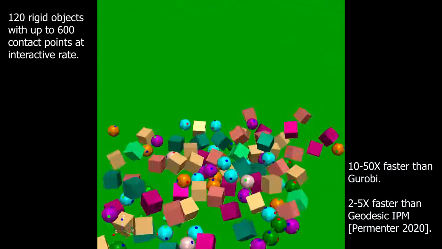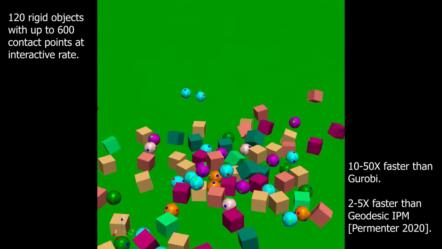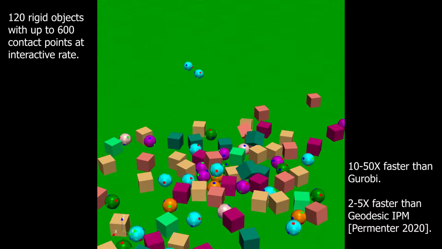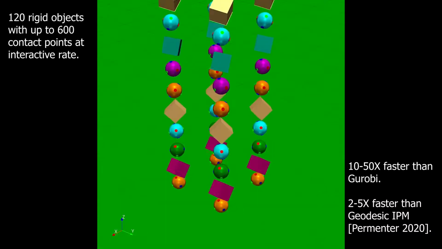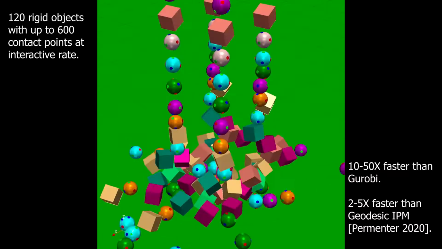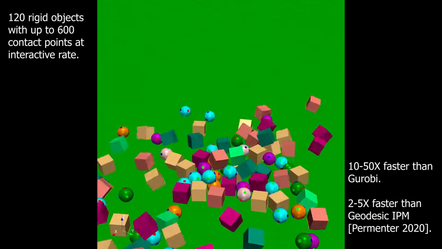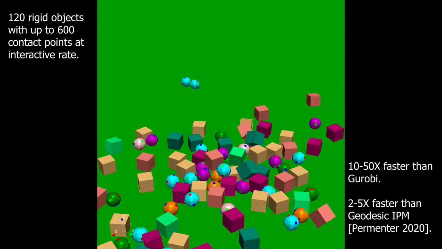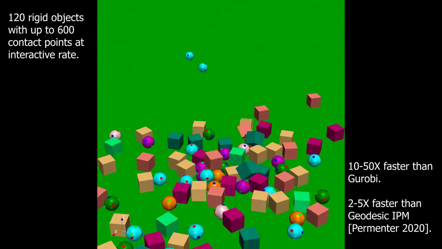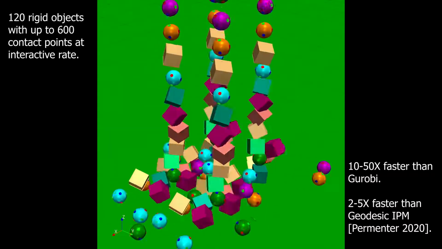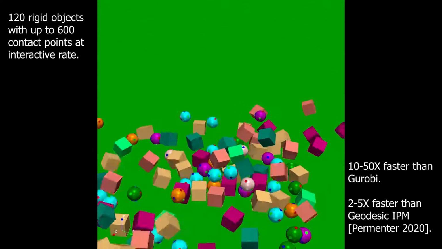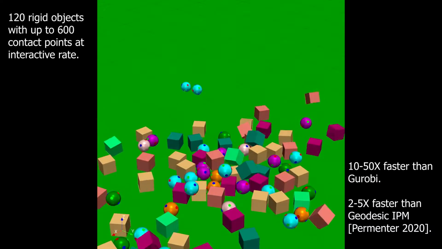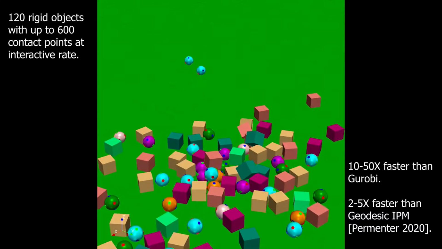We evaluate the performance of our SAP solver against the commercial solver Gurobi, an industry standard, and against the open-source geodesic IPM solver from Permenter 2020. The SAP solver can perform up to 50 times faster than Gurobi in small problems with about 10 bodies and up to 10 times faster for larger problems involving hundreds of bodies. The SAP solver is about 2 to 5 times faster than geodesic IPM while significantly more robust and accurate.